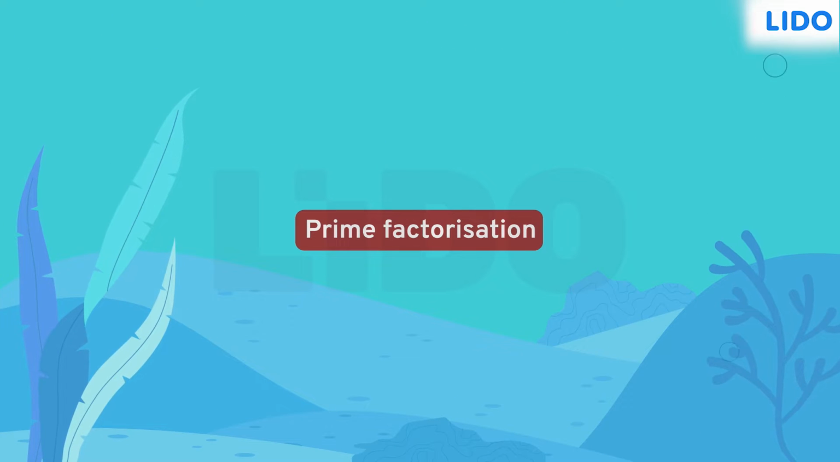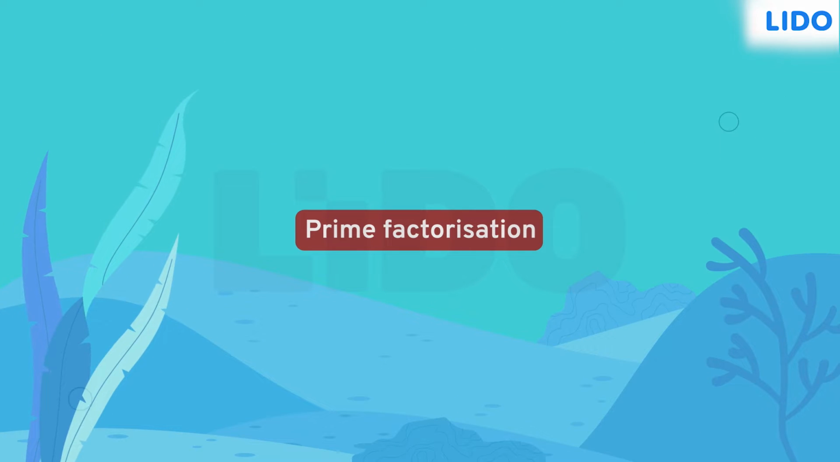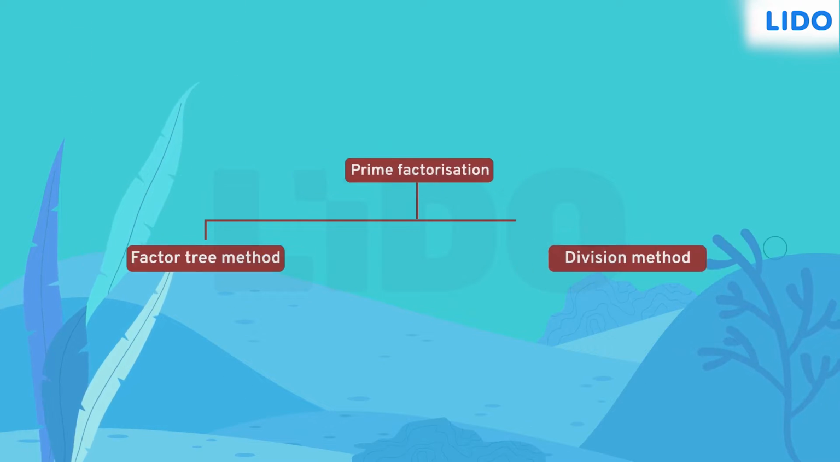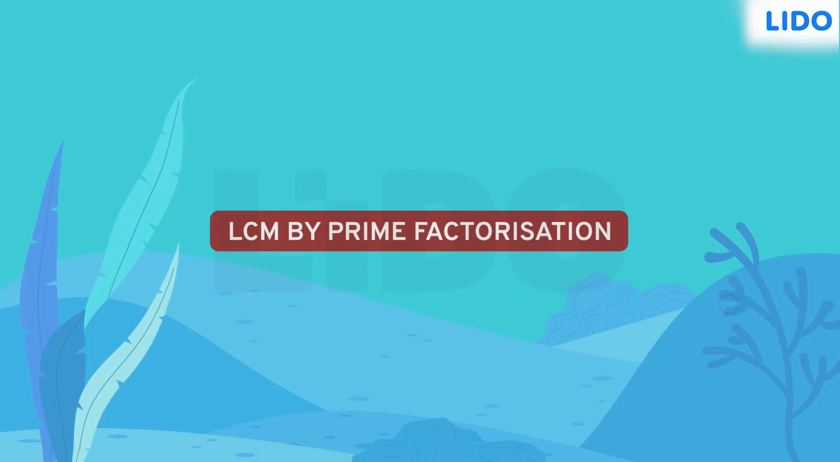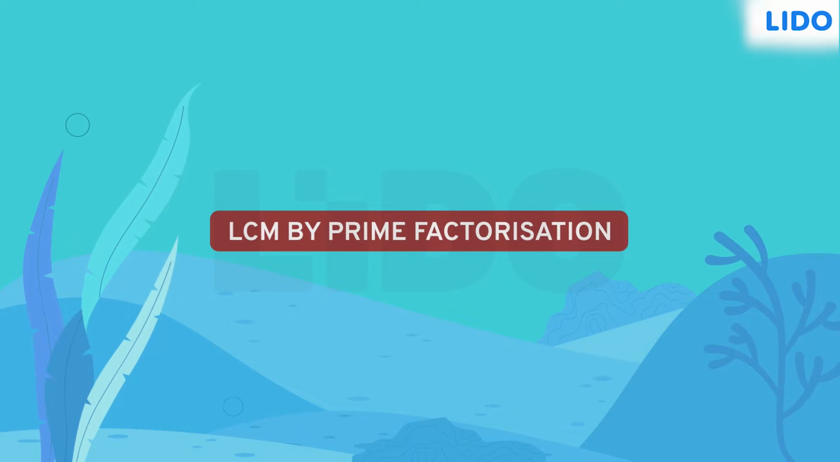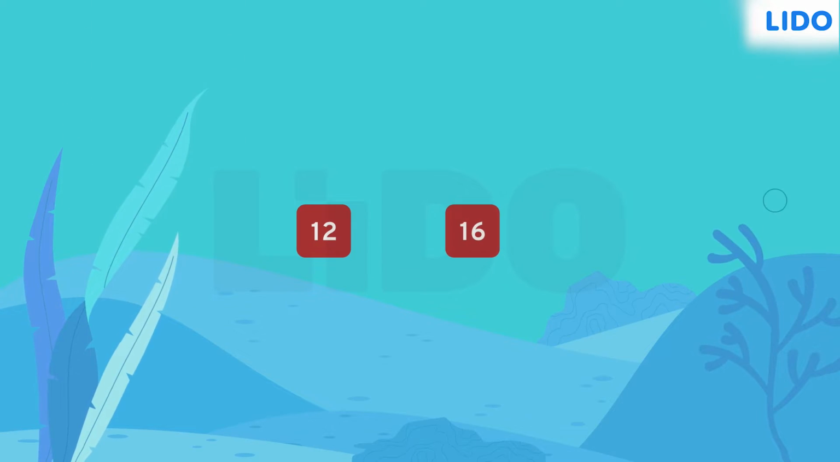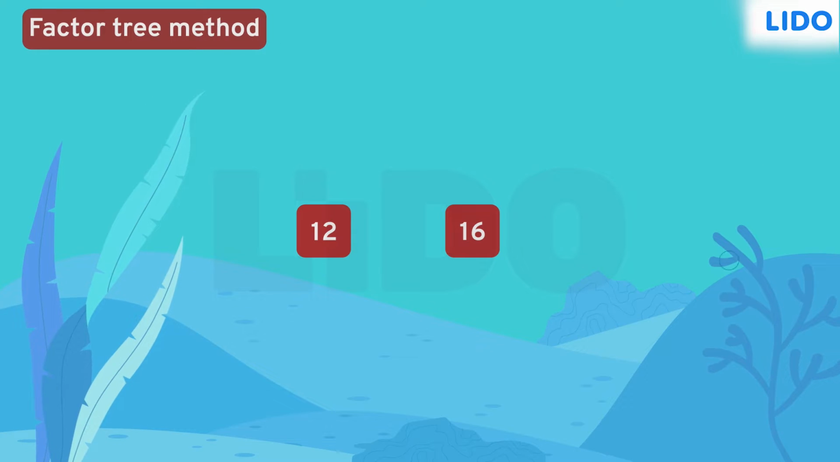There are two ways of prime factorizing a number. One is the factor tree method and the other the division method. We use prime factorization to find the LCM of given numbers. Let us first find the LCM of 12 and 16 using the factor tree method of prime factorization.